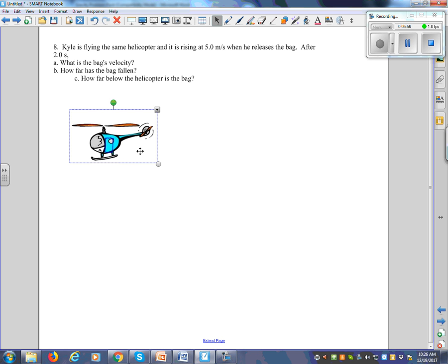So the lunch bag here, when it's dropped, it actually starts rising at 5 meters per second, but it starts to slow down. How come? Because of gravity. And then it starts to fall. So the lunch bag itself actually does that kind of trip. That's what you see on the ground.